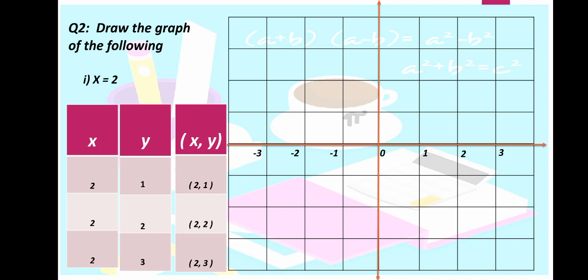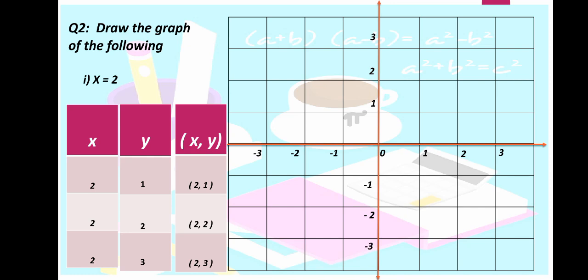For the y-axis you have to see the y column. Here the larger number is 3, it means the values are 1, 2 and 3. And for the negative y-axis, -1, -2 and -3.